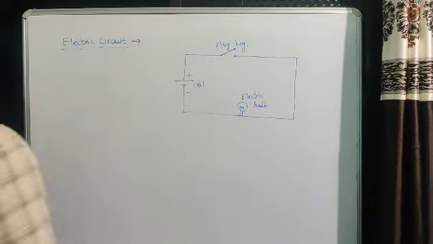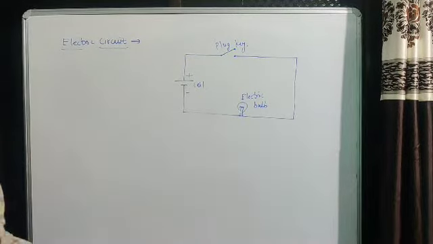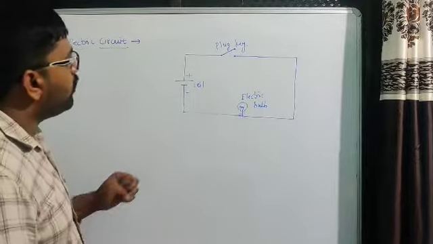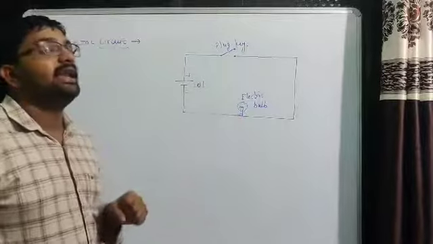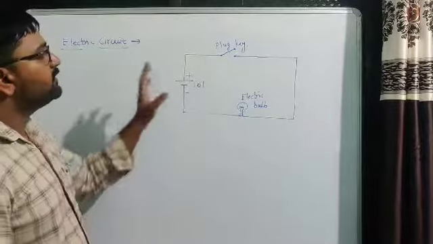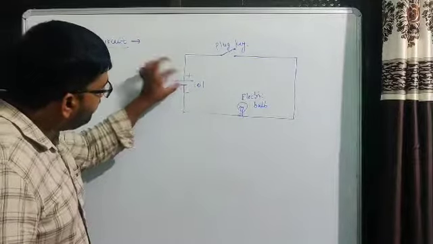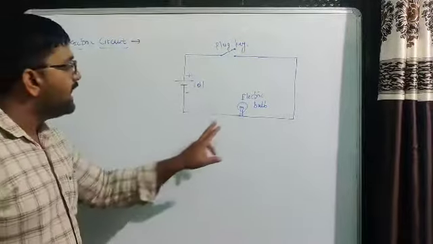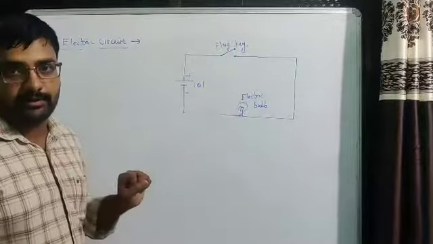Now the next topic we have to see is the electric circuit. Look at this diagram. In it, one cell, one plug key, and one electric bulb are given. We fit one battery here, a plug key here, and one bulb here, and all three are connected using one wire.